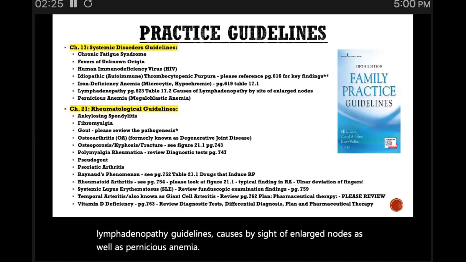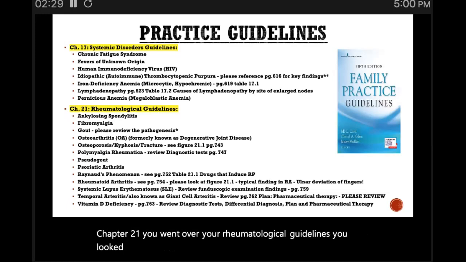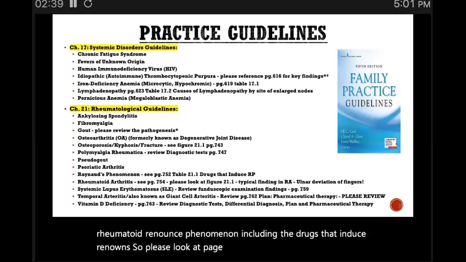Chapter 21, you went over your rheumatological guidelines. You looked at your guidelines for fibromyalgia, gout, osteoarthritis versus rheumatoid, Raynaud's phenomenon, including the drugs that induce Raynaud's. So please look at page 752, table 21.1 in your CASH textbook.